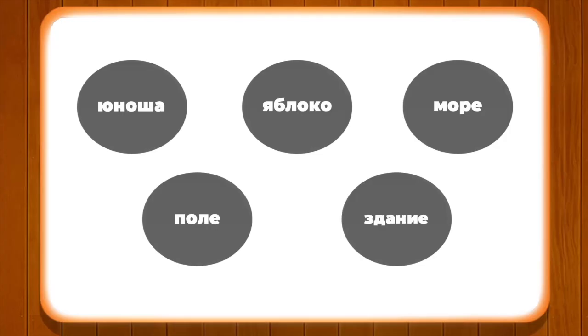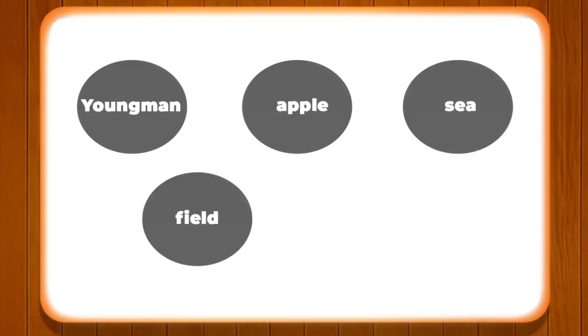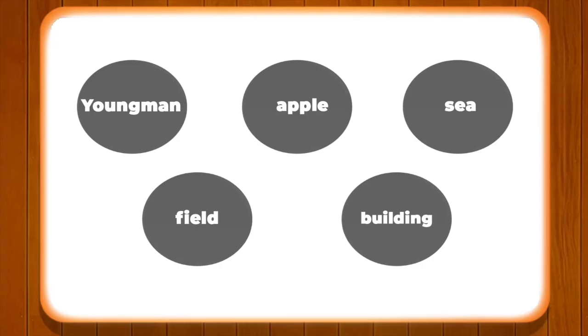So likewise you can also make your sentences, and depending upon that, now let's see the meaning of these words. Юноша means young man, яблоко means apple, море means sea, поле means field, здание means building.